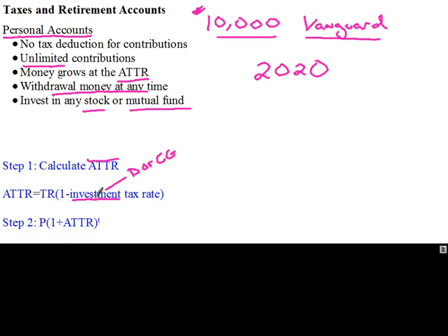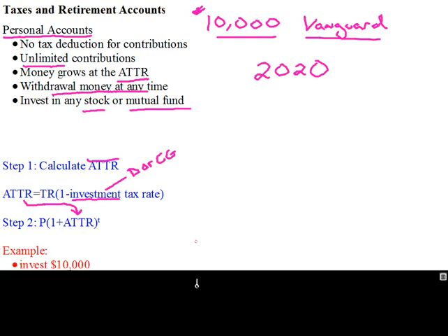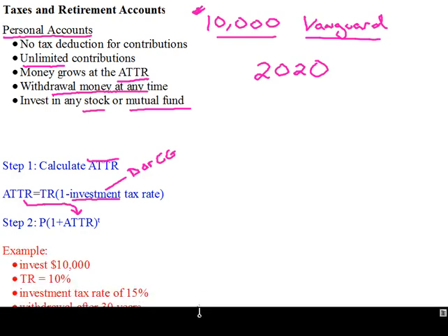And then step number 2 is you take that ATTR and you just plug it into the formula, P times 1 plus R to the T. But your R here now, your return each year, is going to be the after-tax total return. Okay, so these are the important mathematical steps that we're going to follow. Now, you might say, well, I don't understand all of this. What's all this mean? So let me do an example with some actual numbers so that you understand what this means. So here comes my example.